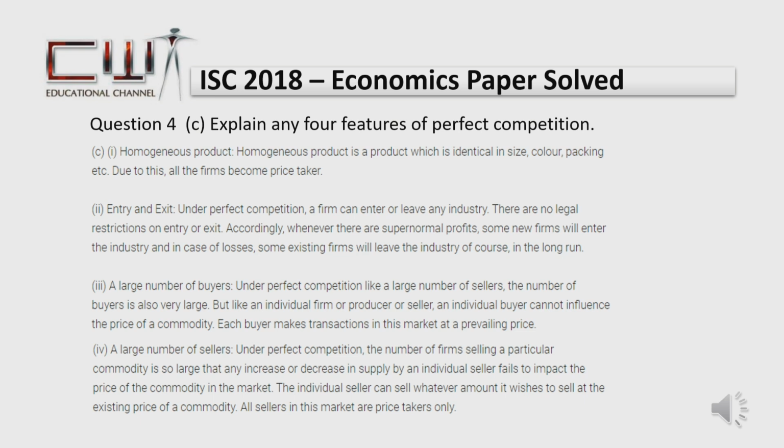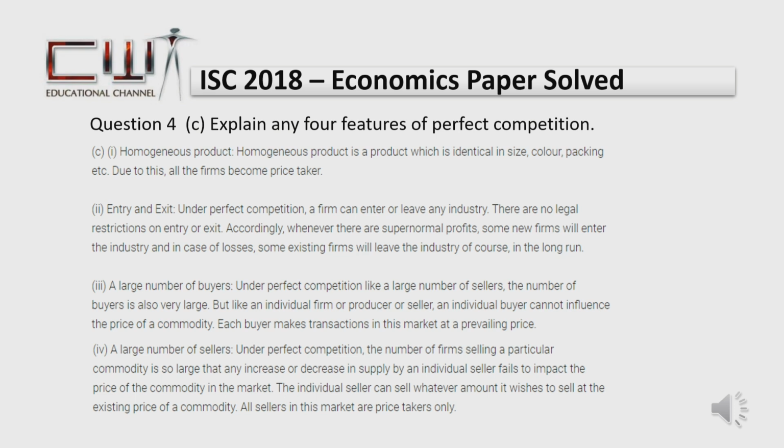Explain any 4 features of perfect competition. The features of perfect competition are, first, homogeneous product. Homogeneous product is a product which is identical in size, color, packing, etc. Due to this, all firms become price takers in the market.